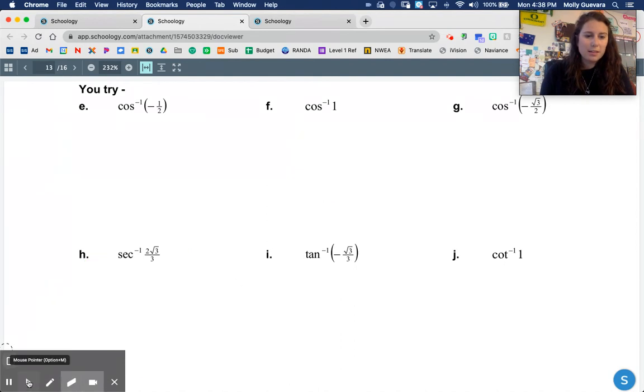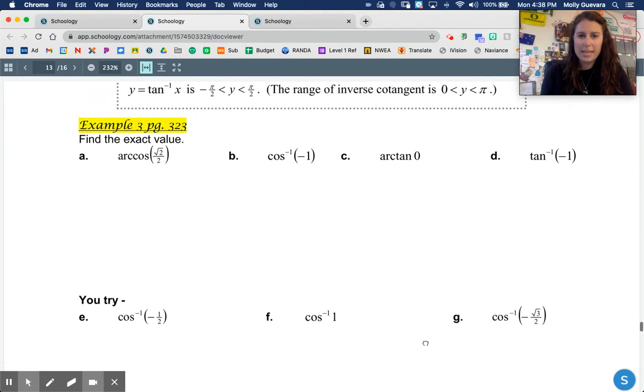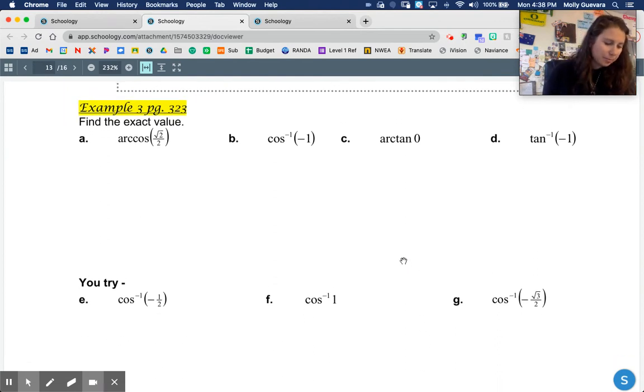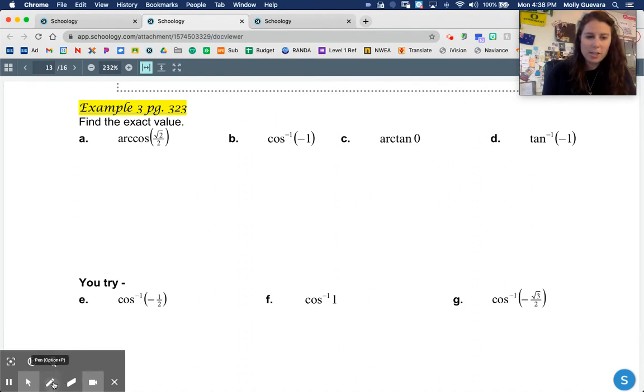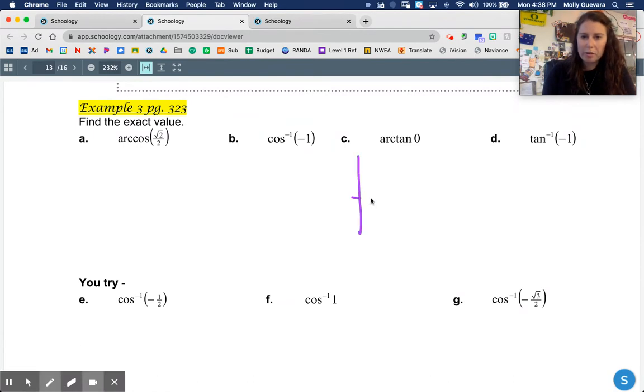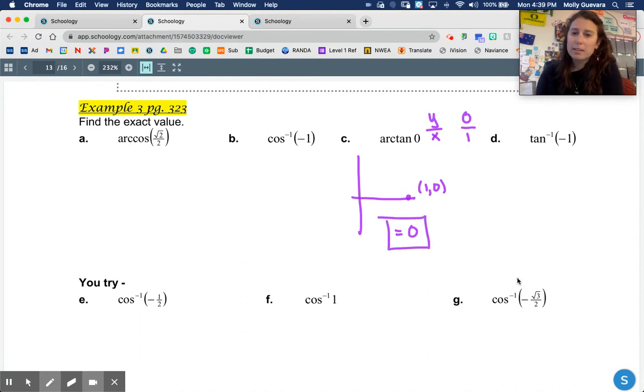Okay, let's go back up then. Let's look at our tangents. Okay, for tangent, we're looking in quadrants 1 and 4, right? Remember that tangent is y divided by x, okay? So if my y divided by x is 0, that means I have a 0 on the top and a 1 on the bottom. So that is this point right here, 1, 0, right? 0 divided by 1. What angle is that? And that is 0 radians. Again, your answers have to be between negative pi over 2 and positive pi over 2.